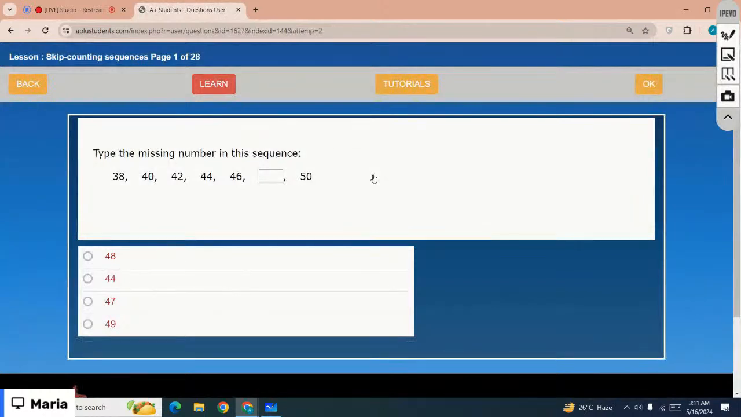Type the missing number in the sequence. 38, 40, 42, 44, 46. So the missing number is... the pattern is increasing by 2 and the missing number is 46 plus 2. 48 it is. The correct option is 48.